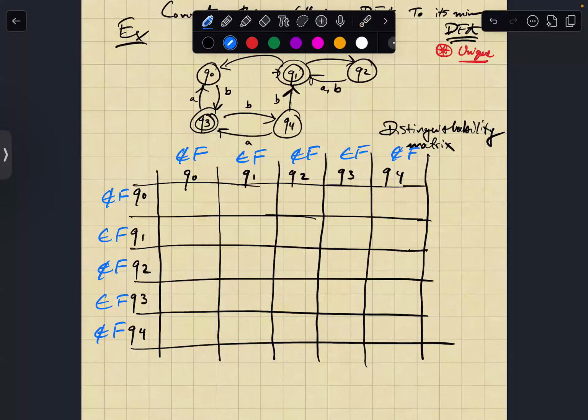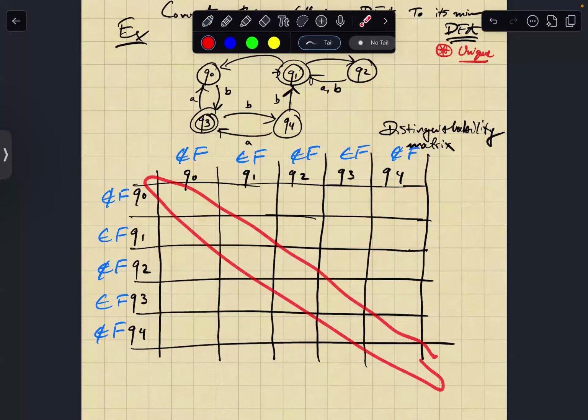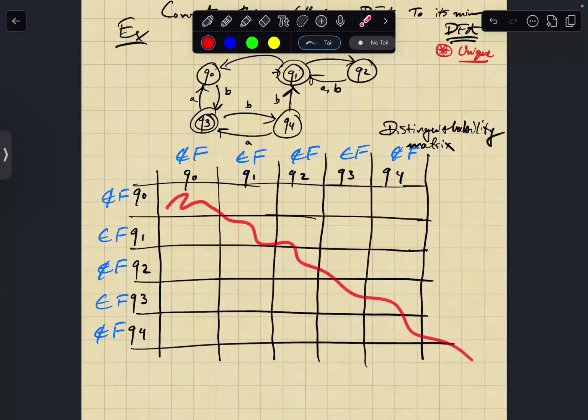So what was I saying? The matrix is symmetric, yes? And also I don't actually have to focus on the diagonal because I am indistinguishable from myself. So I can ignore this because it's not going to help the run of the algorithm. So instead, to make things faster, I can just focus on this part of the matrix.